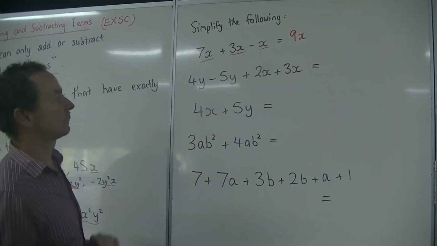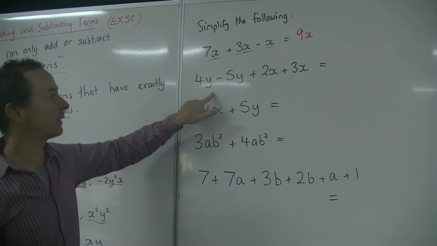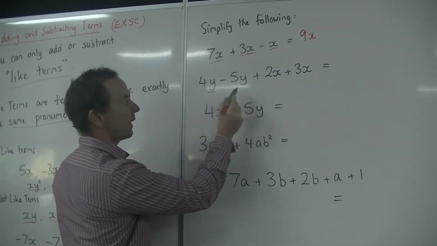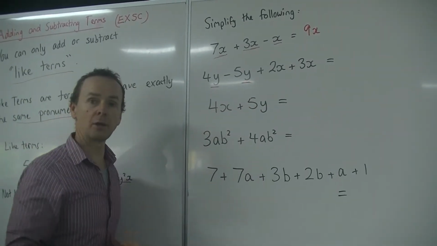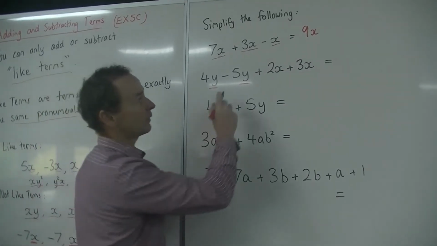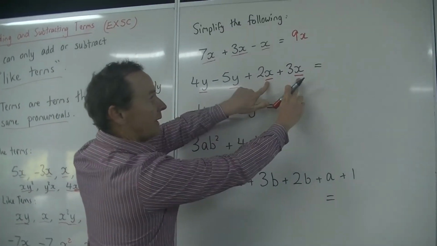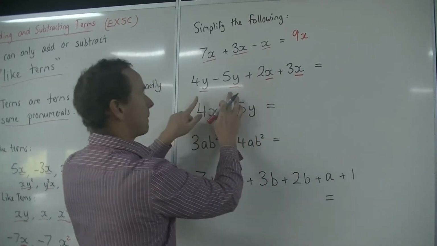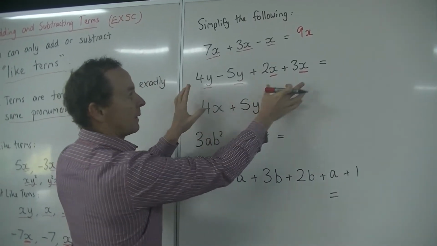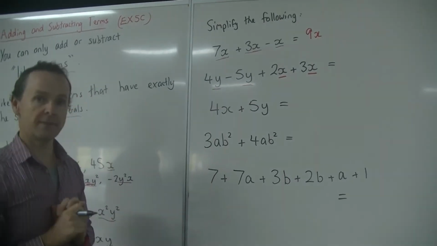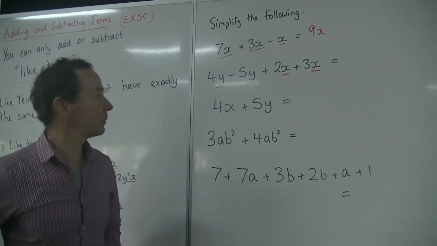Let's look at the next one. You can only add and subtract like terms. So we've got 4y minus 5y. They look like terms to me. Then look at the next bit. We've got an x and an x. So these two here are like terms together, and those two are like terms, but they're not all like terms, if that makes sense. So you can only add the like terms together.